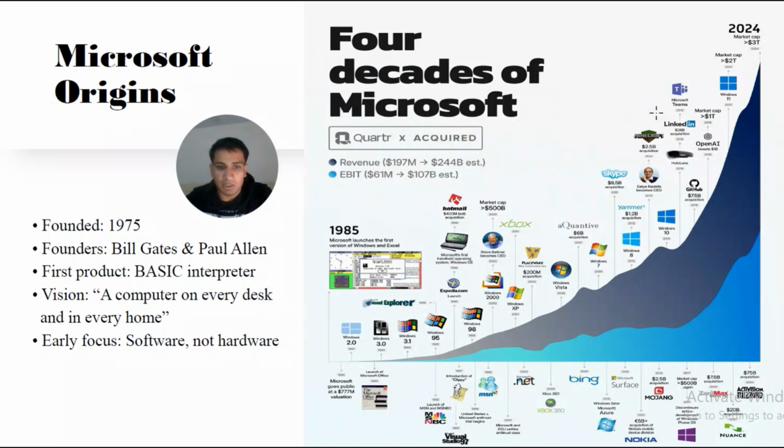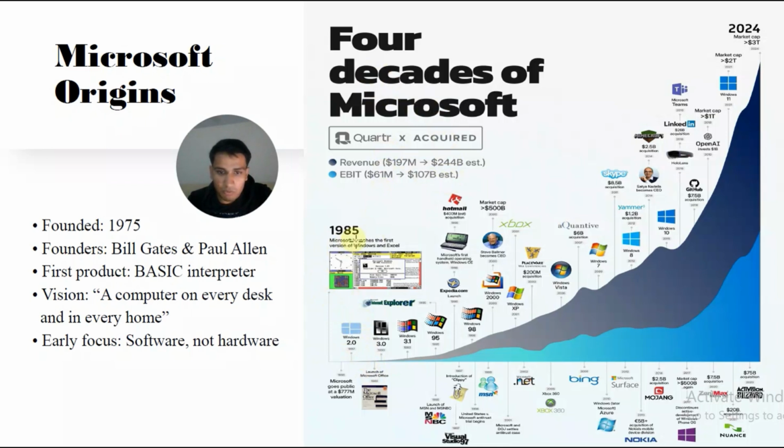Initially, it was basically software which allowed implementing the BASIC programming language. So that's why the first product is a BASIC interpreter. Basically, the vision of Microsoft is a computer on every desk and in every home, and its early focus was just software, not hardware. Here is a bit detailed four-decade history of Microsoft.